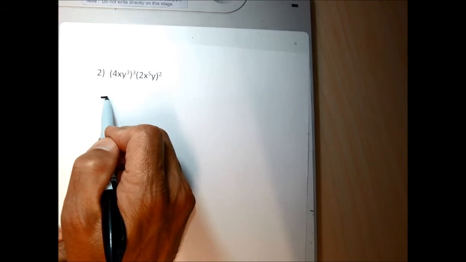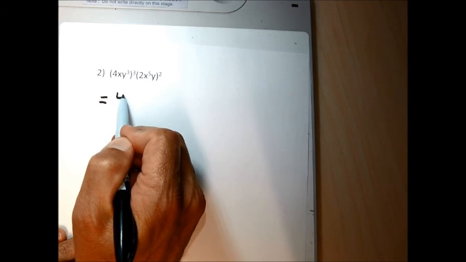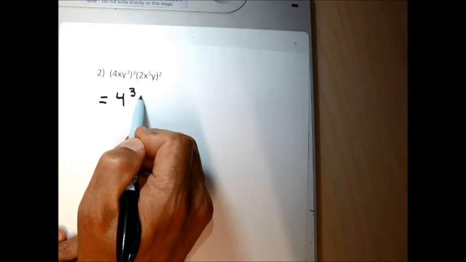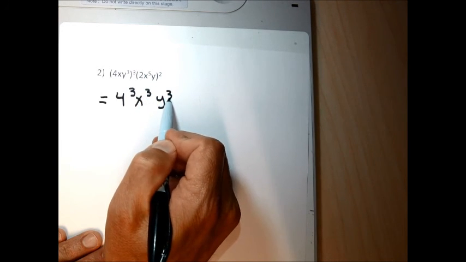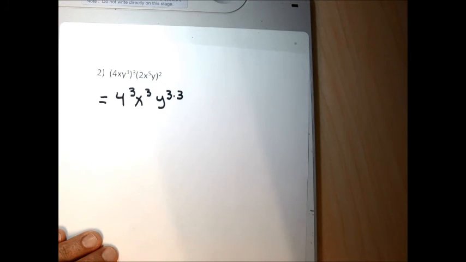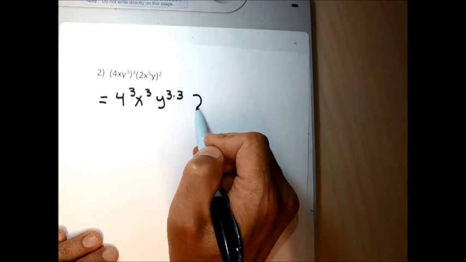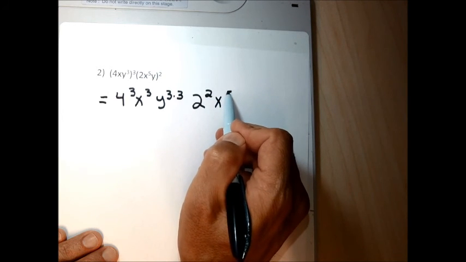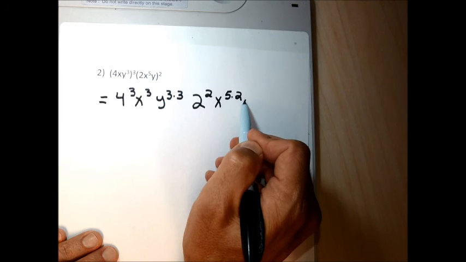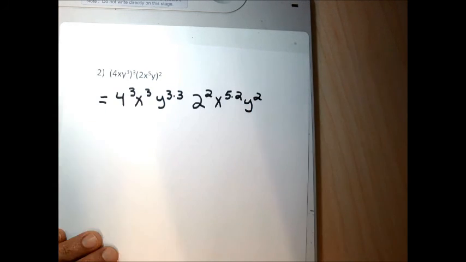Problem 2 is a little bit harder, but it's just a matter of doing the same problem twice. So I'm going to get rid of the first parentheses by cubing the 4, cubing the x, multiplying the exponent on the y by 3. I'm going to get rid of the second parentheses by squaring the 2, multiplying the exponent on the x by 2, and squaring the y. So now I have a problem that doesn't have any exponents. I'm going to do 4 cubed.